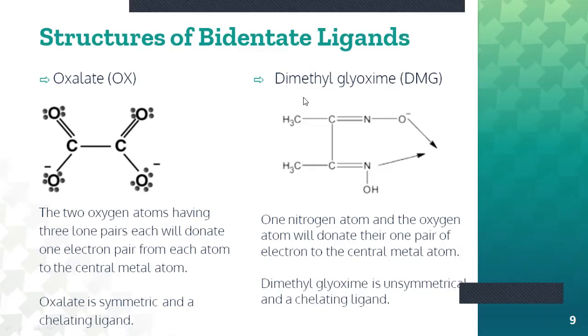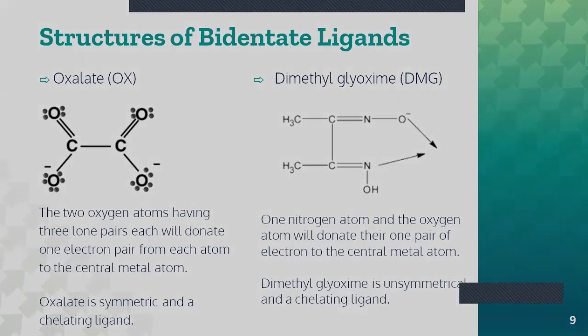Now look at the second structure, dimethyl glyoxime. It is mentioned as DMG. The one nitrogen atom and the other oxygen atom will donate their lone pair of electrons to the central metal atom. You can look clearly in the structure. This nitrogen atom will donate its lone pair, and this oxygen atom will also donate its lone pair of electrons. Therefore, dimethyl glyoxime is unsymmetrical. I hope you are clear with that. It has two different donor atoms, and it is also a chelating ligand. So, dimethyl glyoxime is a bidentate, unsymmetrical, and chelating ligand.